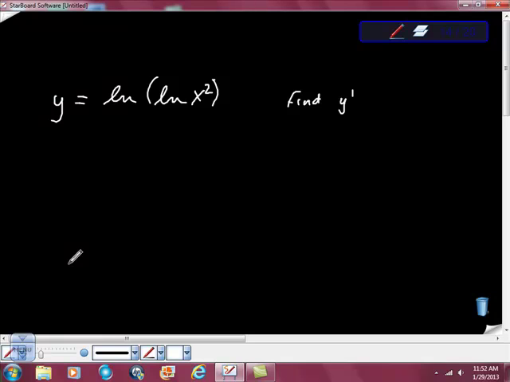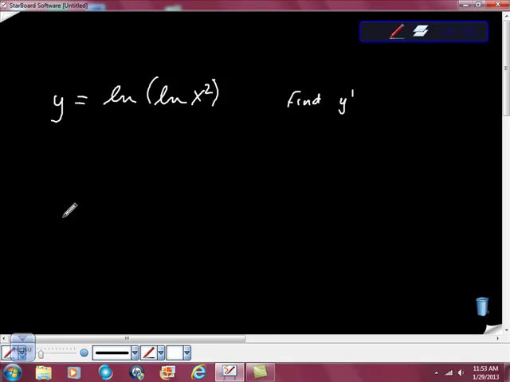Right, what's the rule here? This is a chain rule problem. I don't even know where this problem came from, but let's do it anyway, right?